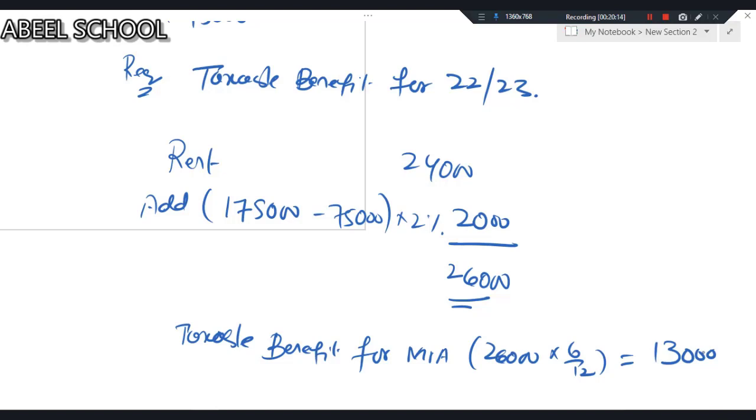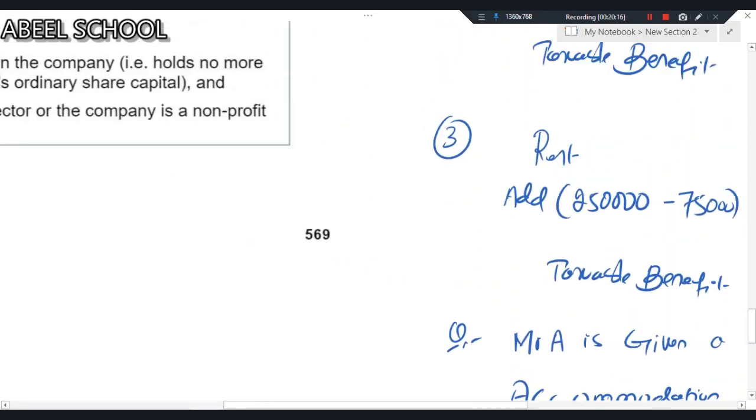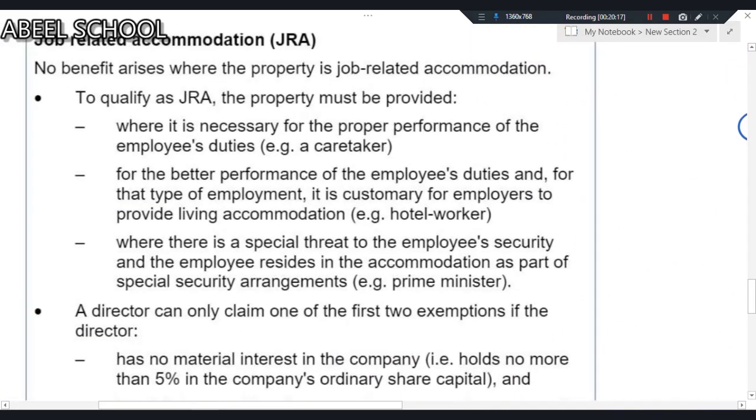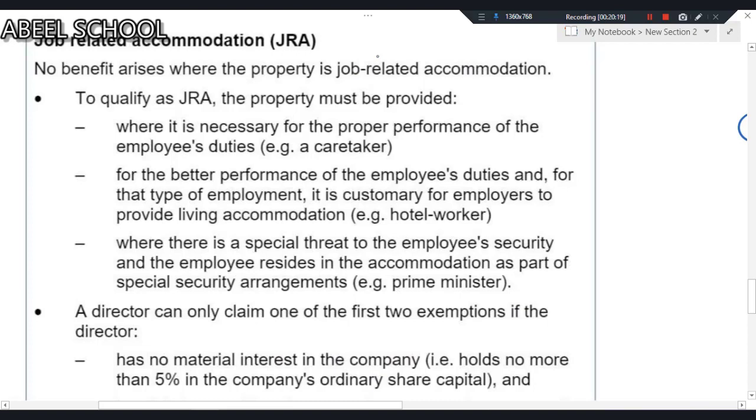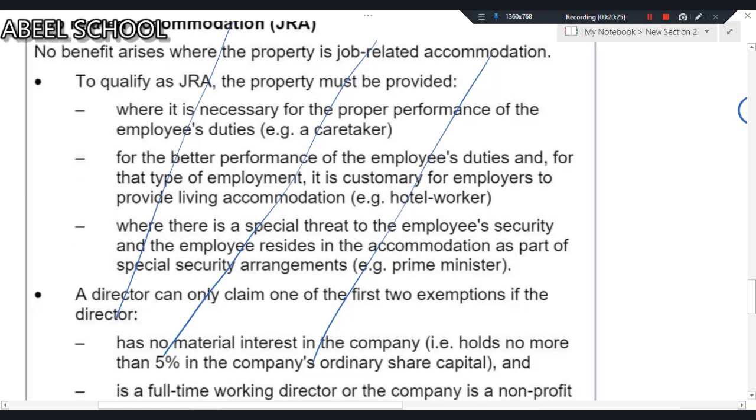Okay. And another very important point, dear student, in this lecture, when you'll be downloading this PDF, there's no need to read this area. We will cover this area later on. Don't worry at all, Inshallah, we will cover. That was all about accommodation benefit.